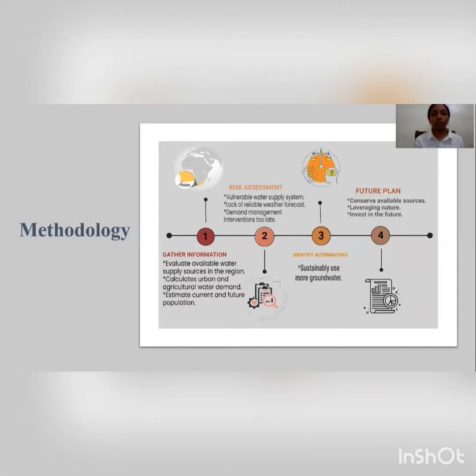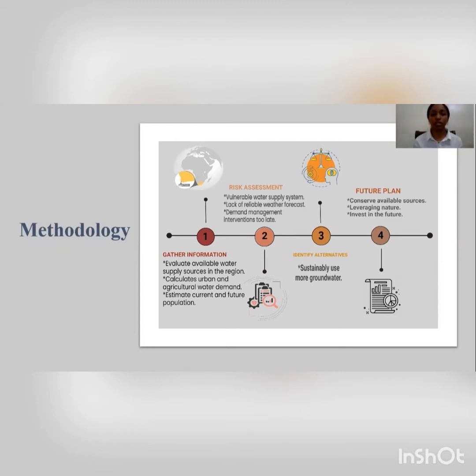The methodology that we used for this project is composed of 4 different stages. The first stage is to gather as much information as possible and evaluate the available water supply resources. By doing this, we were able to project the future data. And in the second stage, we did a risk assessment by the use of data that we have obtained in the previous stage. And we were also able to assess the vulnerable water supply system that Cape Town has.